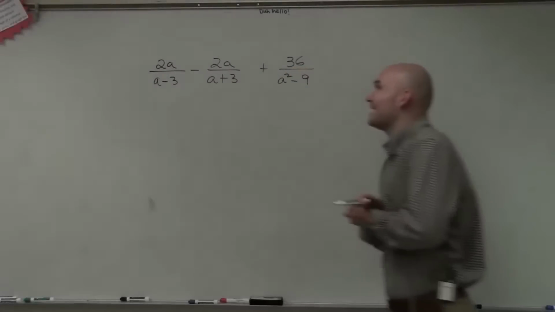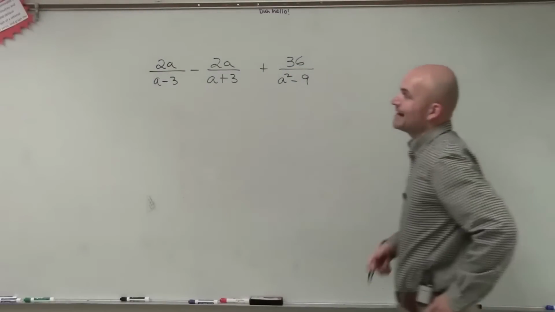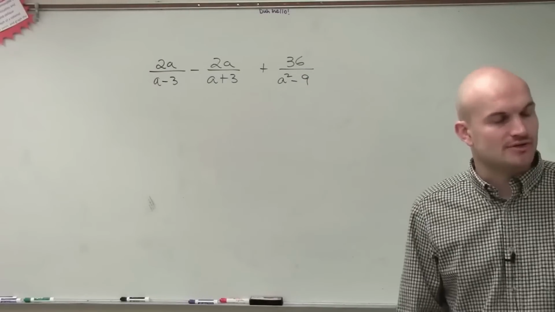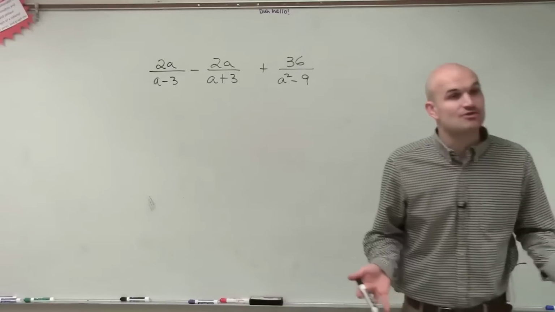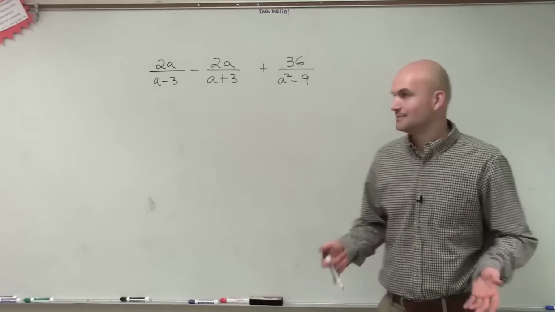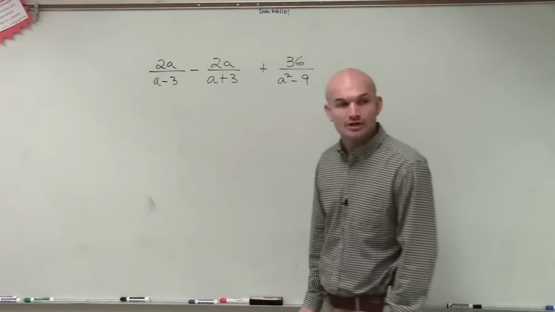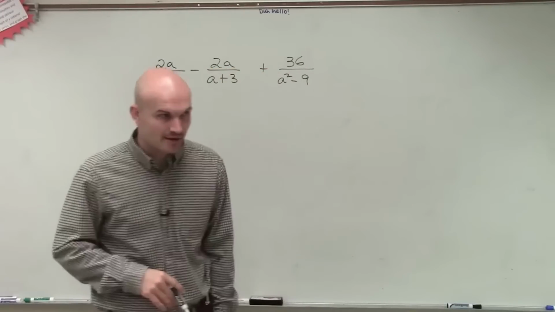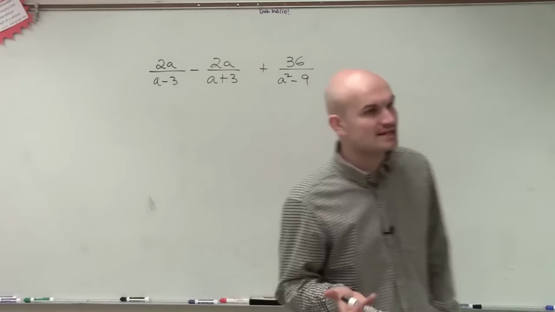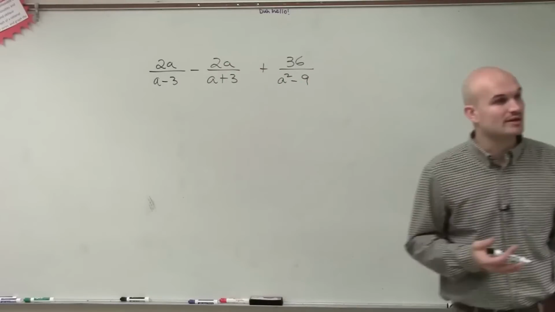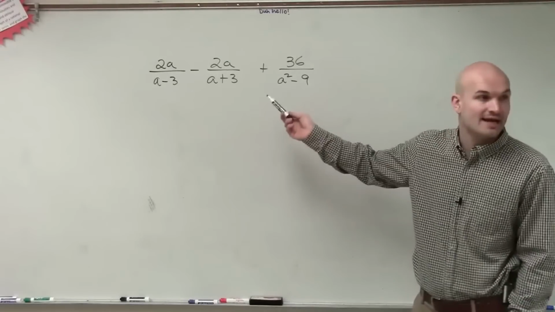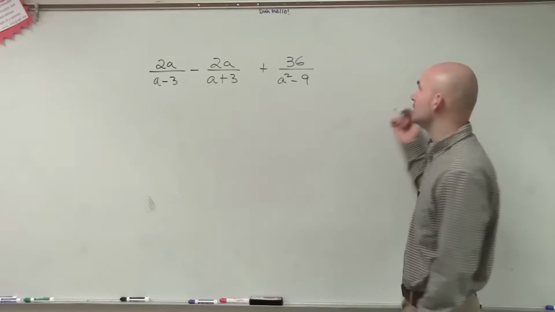OK. Here's what we have, ladies and gentlemen: 2a divided by a minus 3, minus 2a divided by a plus 3, plus 36 divided by a squared minus 9. Now, what we talked about, Juliana, last class period was adding and subtracting rational expressions. All right? And when we added rational expressions, we had to make sure that they had the same denominator. Now, if it wasn't overly apparent what the common denominator was, we had to make sure we could factor. Well, we know that these are both binomials that we can't factor down further. But we do have another binomial that we could factor.